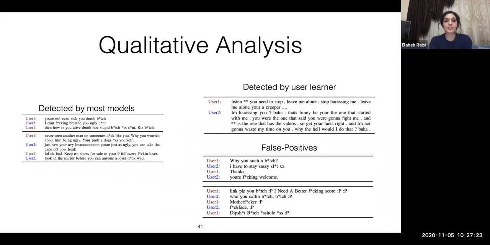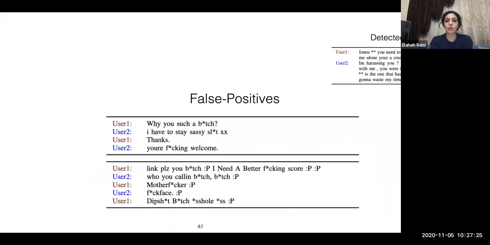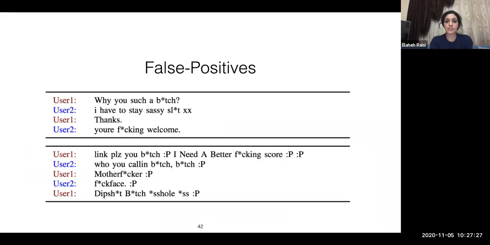I just want to show some qualitative analysis, and one thing I wanted to focus on is that we have false positive cases that are not very easy to take care of. There are some conversations where people are joking with each other, but they are not bullying each other, and our method identifies these conversations as bullying. In order to take care of these kinds of problems, we need to use more advanced natural language processing techniques.